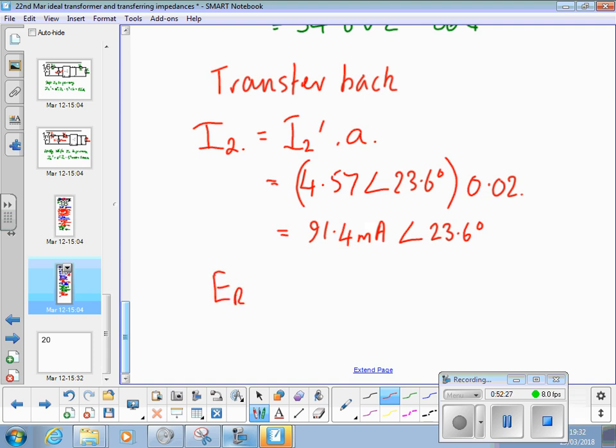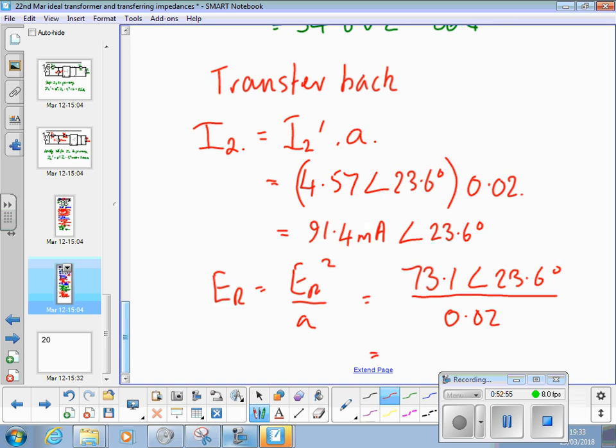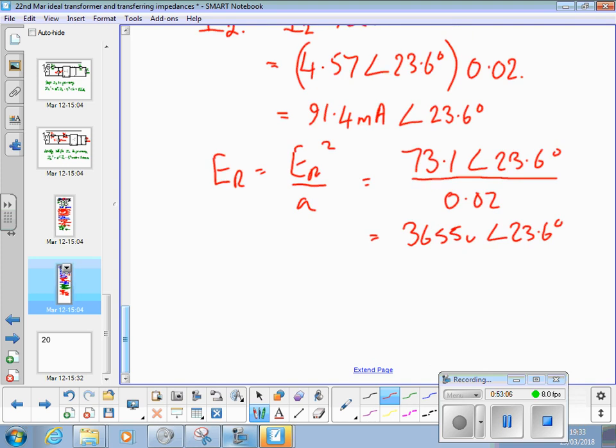ER is equal to ER dash over A, so that's 73.1, angle 23.6, over 0.02, which is 3655. Angle 23.6 degrees. Yep. Should be somewhere close to 50 times 80. Well, although we got two voltages in series, haven't we?